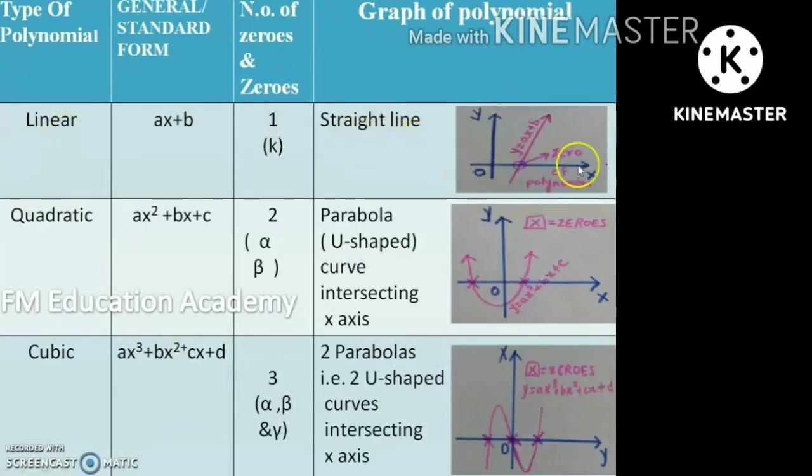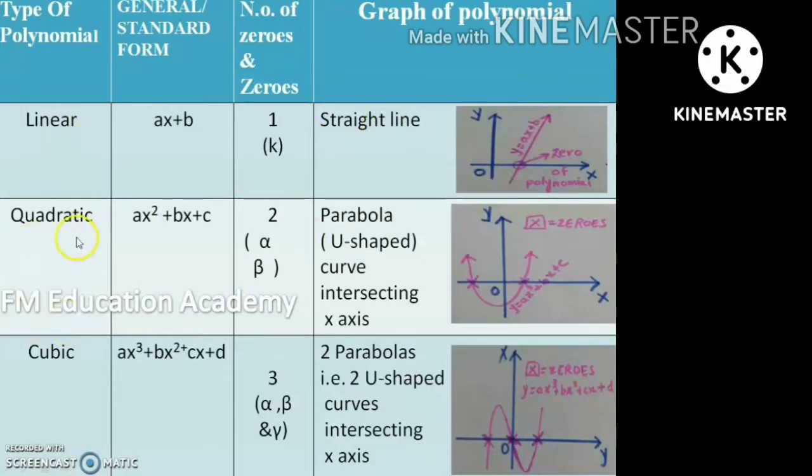How? If this is my x-axis, this is my y-axis, then this equation y is equal to ax plus b is my linear polynomial. It will meet the x-axis at one point. This I have given as a reference, as an example. Okay. So here the zero of the polynomial is at this point because the graph is intersecting the x-axis. So always remember, a linear polynomial will have a straight line.